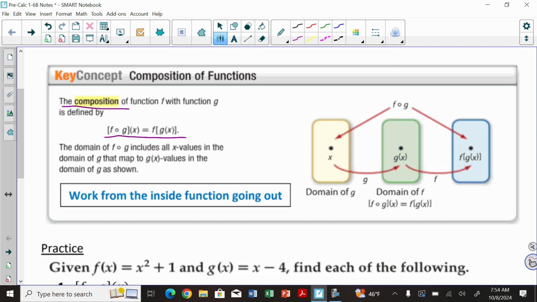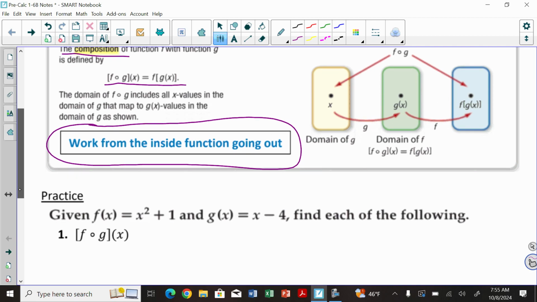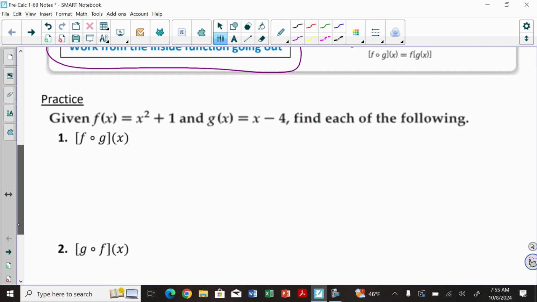And so basically this means that the domain includes all of the x values in g that map to the ones, like we show on the diagram here to the right. If that's not clear to you, basically it's a function within a function. You work inside out, from the inside function going out. So we would evaluate g of x first, and then plug g of x into f of x. So let's do some examples with that, because it's easier to work through these.